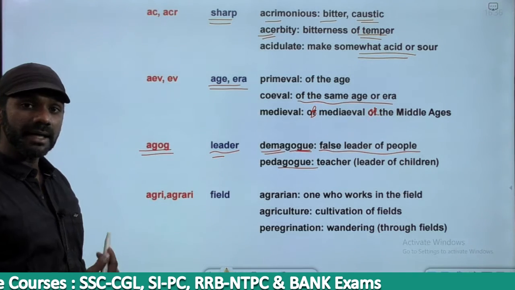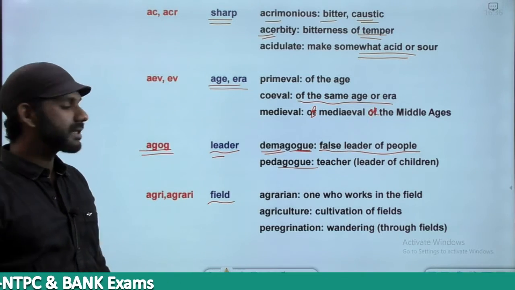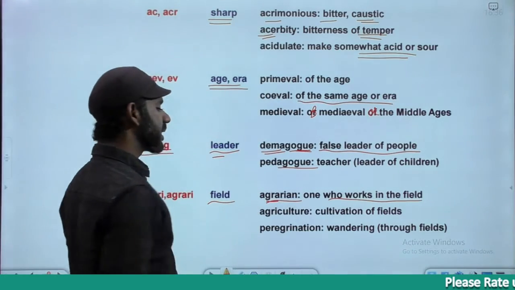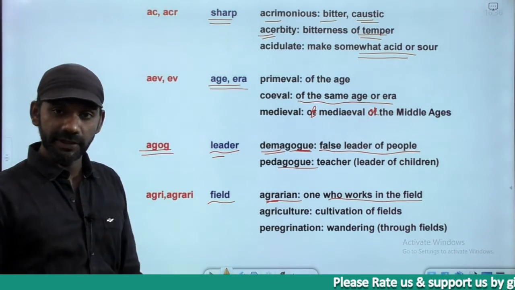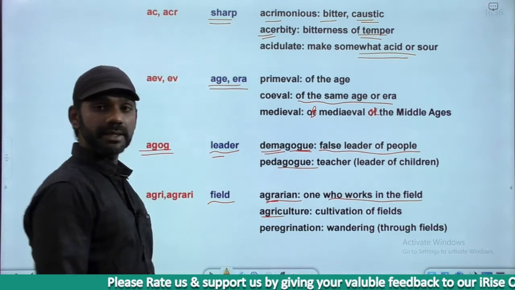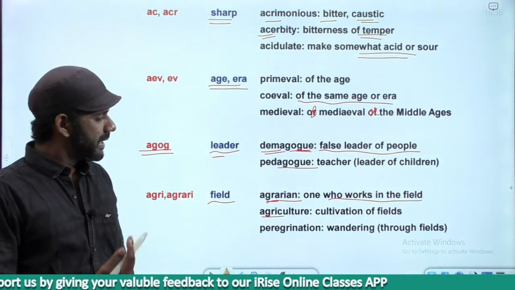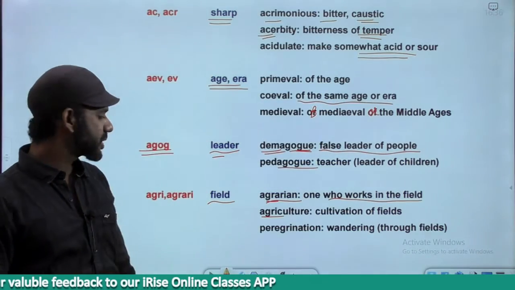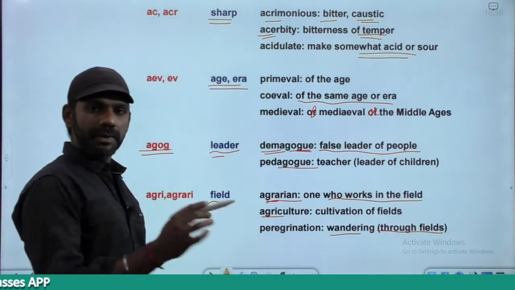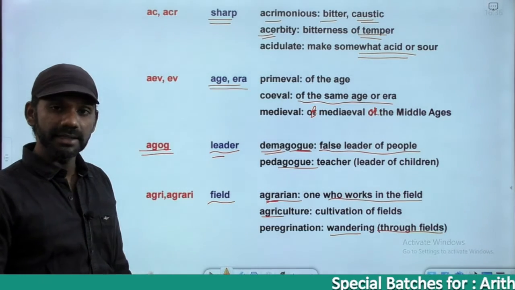AGRI and AGRARI, these two mean field, like agriculture. Agrarian is one who works in the field, like a farmer. A person who works in the field can be termed an agrarian. Farmers are agrarians. Agriculture is cultivation of fields. Culture means cultivation, right? Giving a lot of importance to that, dedicating ourselves to that. Peregrination is wandering through fields. Wandering or roaming through the fields is termed peregrination. So AGRI and AGRARI, these two mean field.